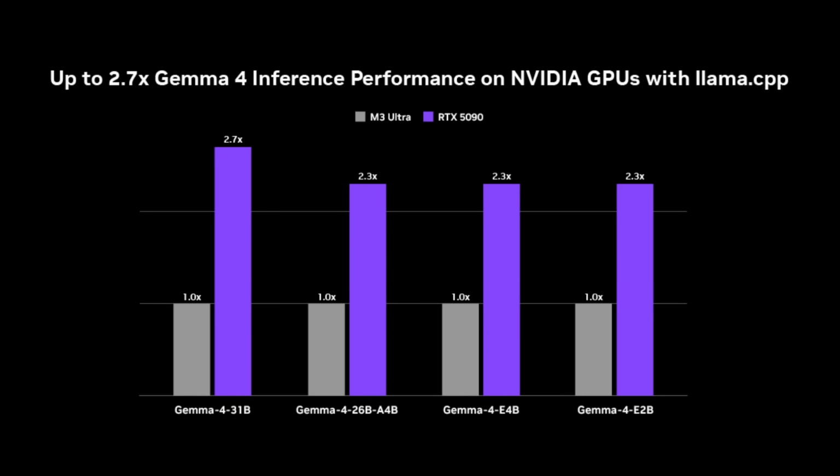And NVIDIA are saying that if you compare this to a Mac M3 Ultra, this is the speedup you get if you use these models on an RTX 5090 in your PC. So you can see up to 2.7 times faster than what you get on an M3 Ultra. The Mac Minis have been very, very popular for people wanting to run local AI models, but that isn't necessarily the best way to do it.